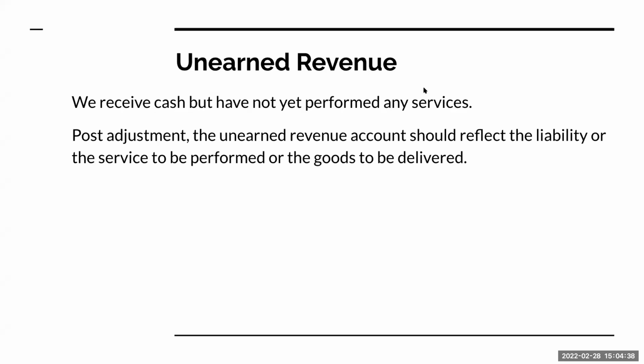So after we make the adjustment, the unearned revenue should be reflecting the liability or the future amount of services that we need to be performing or the goods to be delivered. Remember, when we're doing adjusting journal entries, do our liabilities reflect our future obligations? Do our revenues reflect what we've earned? Let's take a look at an example.